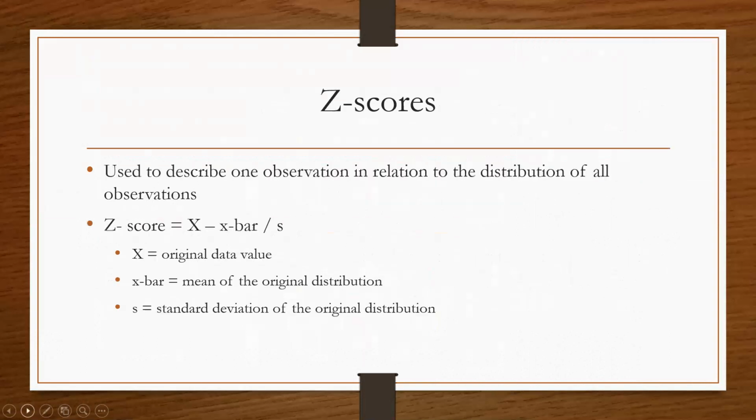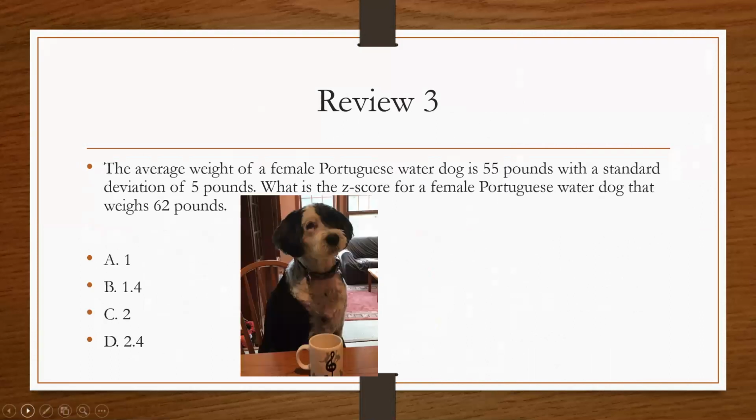There we go. So a z-score is used to describe one observation in relation to the distribution of other observations. A z-score is just your original value of x minus the mean of the original distribution, divided by the standard deviation. So you get your z-score. And so review number 3, I'll give you a little bit of time to go over this. It's just asking you to find the z-score.